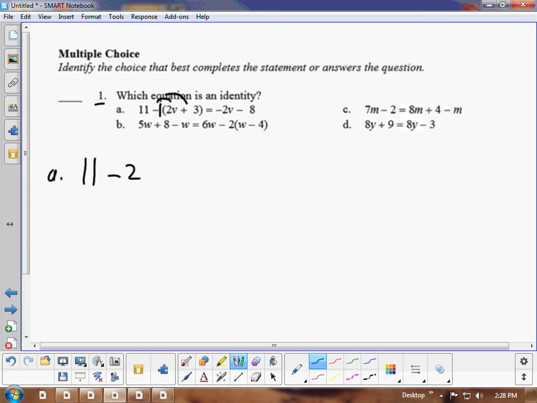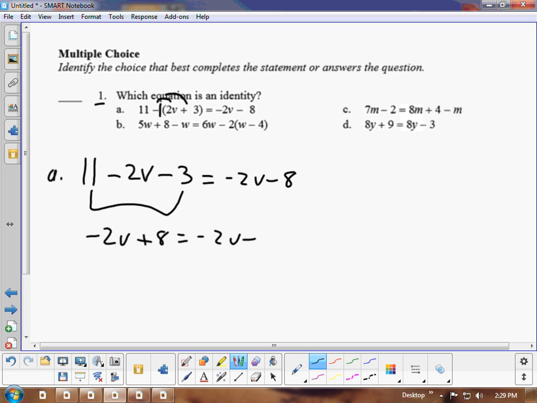-1 times 2 is negative 2v plus 3 times -1 is -3. And is that equal to negative 2v minus 8? Well, we're going to combine like terms here, and you get negative 2v plus 8 equals negative 2v minus 8. And since these aren't exactly alike, it is not the identity. So A is not the identity.